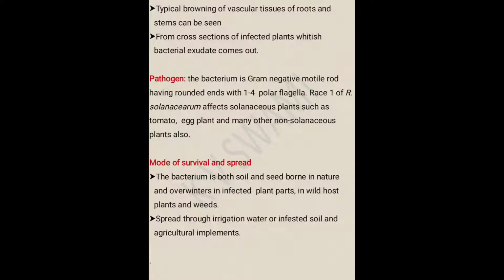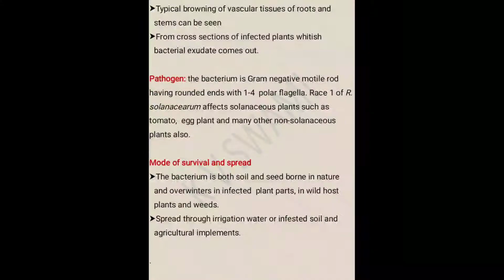Next symptom, typical browning of vascular tissue of roots and stem can be seen. Means brown colored vascular tissue can be observed both in roots and stems. From cross sections of infected plants, whitish bacterial exudate comes out. Means there is the presence of bacteria you can observe.